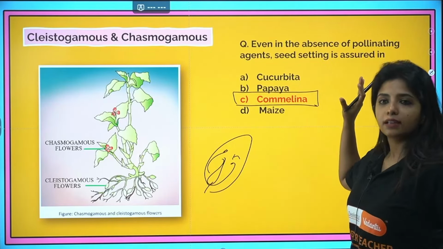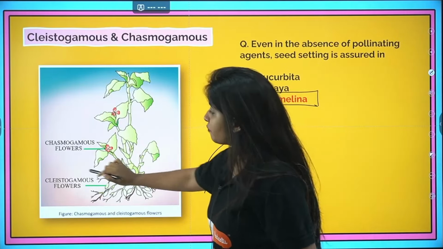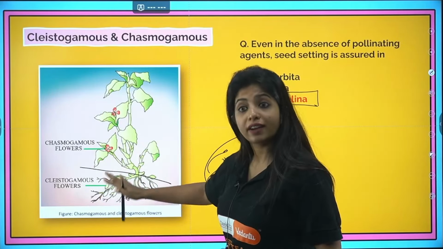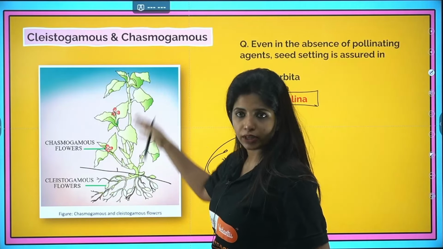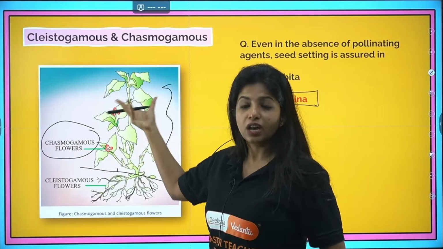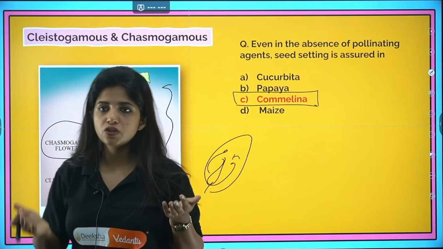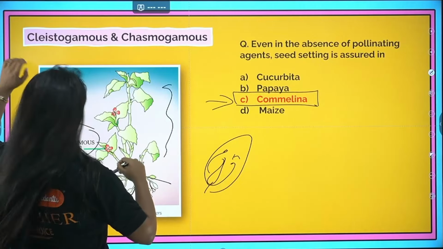So Commelina, oxalis as well as viola have cleistogamous flowers, and they are found in the root region or the rhizoid region. Always remember. Or they can be a little bit above the soil, but not over here. In the aerial region, you have the chasmogamous, the open flowers. For the open flowers, yes, you need pollinating agents and everything. So Commelina is the answer for this question.